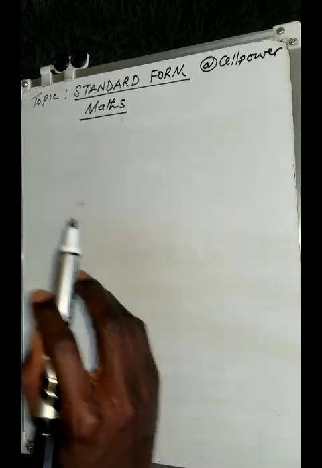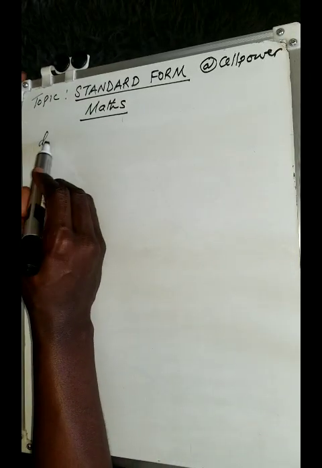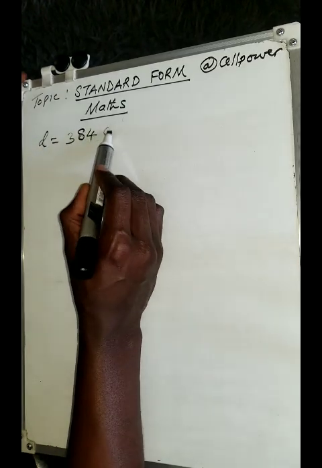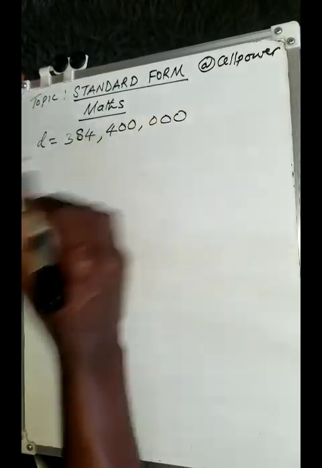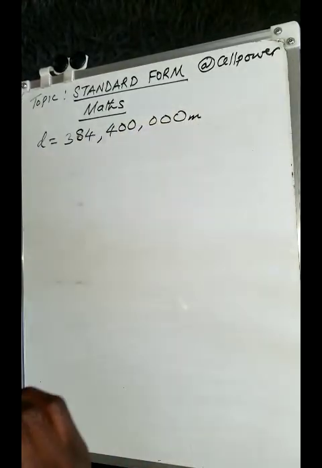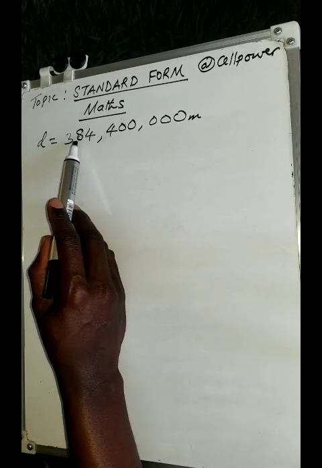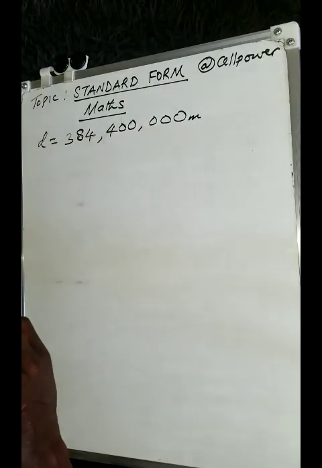For example, if you look at the distance from the Earth to the Moon, the distance is approximately, look at this number that I'm writing here. Can you see the number? So this is the distance from the Earth to the Moon, approximately. That is what we can say. This is 834,400,000. So this is a very big number.